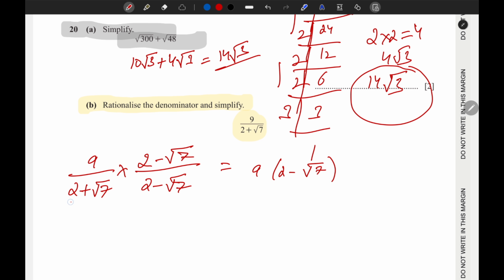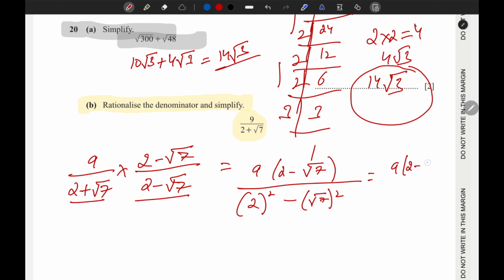So this becomes 9 times 2 minus root 7. But now see, what is this? This is the a plus b, a minus b form, which is a square minus b square, so 2 square minus root 7 square. So we can write it over here, 9 times 2 minus root 7 upon 4 minus 7, since root 7 squared is 7. So this is 9 times 2 minus root 7 upon minus 3. So this goes 3 times.